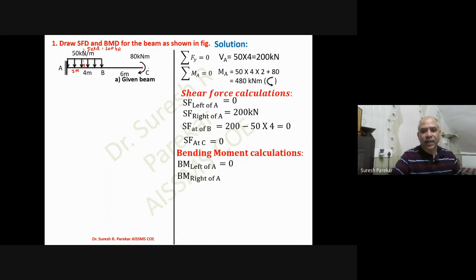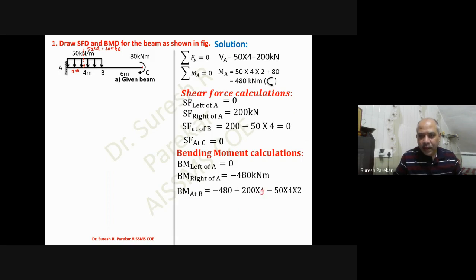So bending moment at left of A is 0, and right of A is minus 480. Then at B, we have minus 480 plus 200 into 4, because this 200 is the reaction, minus 50 into 4 into 2. And we will get the value minus 80 kilonewton meter. So at B we have minus 80 kilonewton meter.